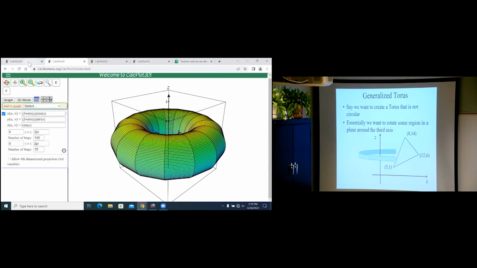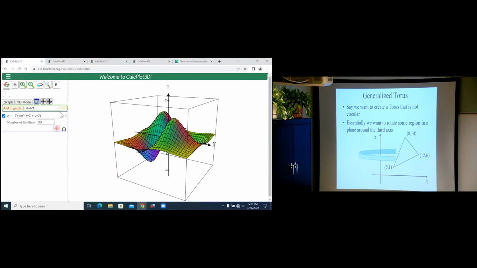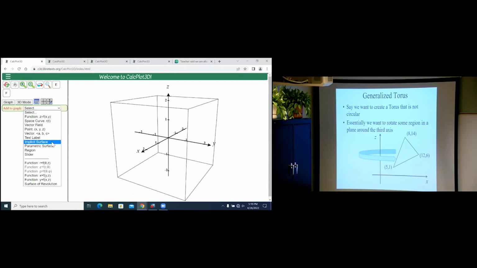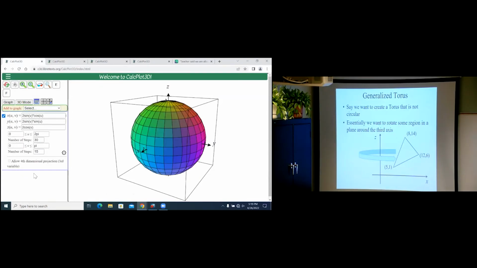One of the things that's kind of interesting about CalcPlot3D. So when you go to do a parametric surface, the default one is the sphere. Cool. So if you need to make a sphere, it's the default one. I'll show you something else real cool here in a little bit, but I don't want to show you just yet.